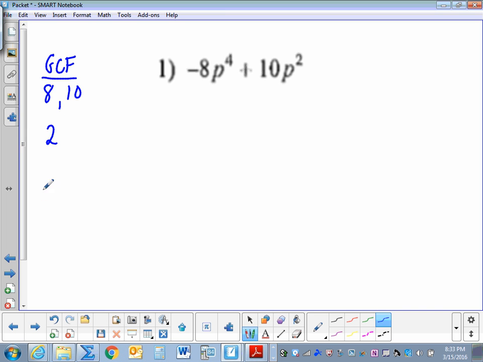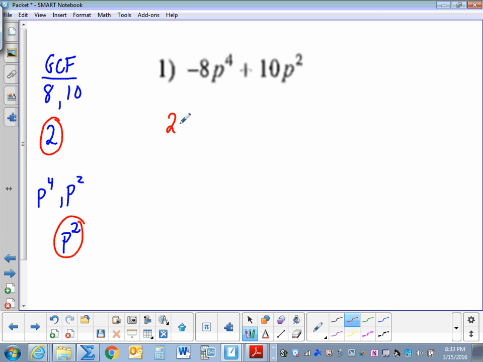And now let's look at the greatest common factor of P to the 4th and P squared. What is the largest thing we can divide evenly into both of that? And that would be P squared. When you're dealing with variables, the greatest common factor is always going to be the variable with the smallest exponent. So we can factor out a 2 and a P squared.